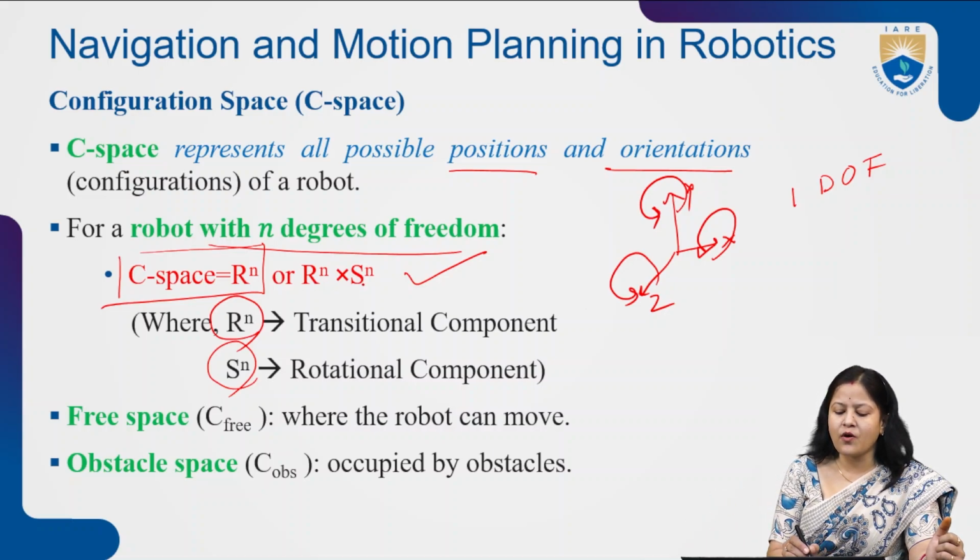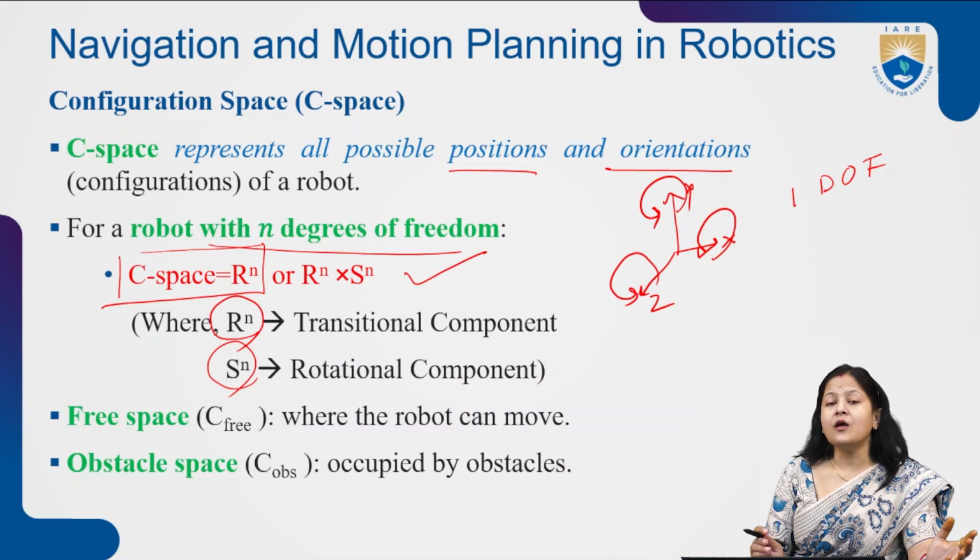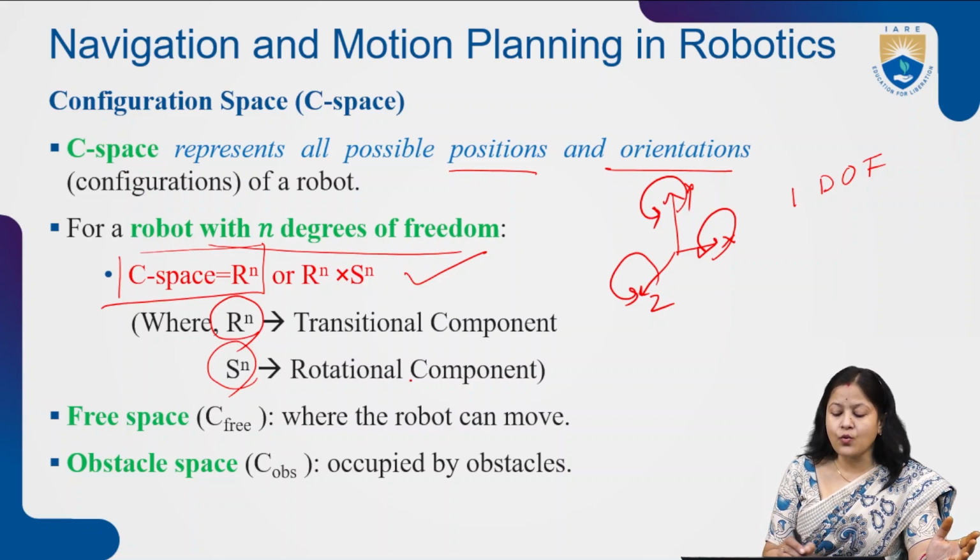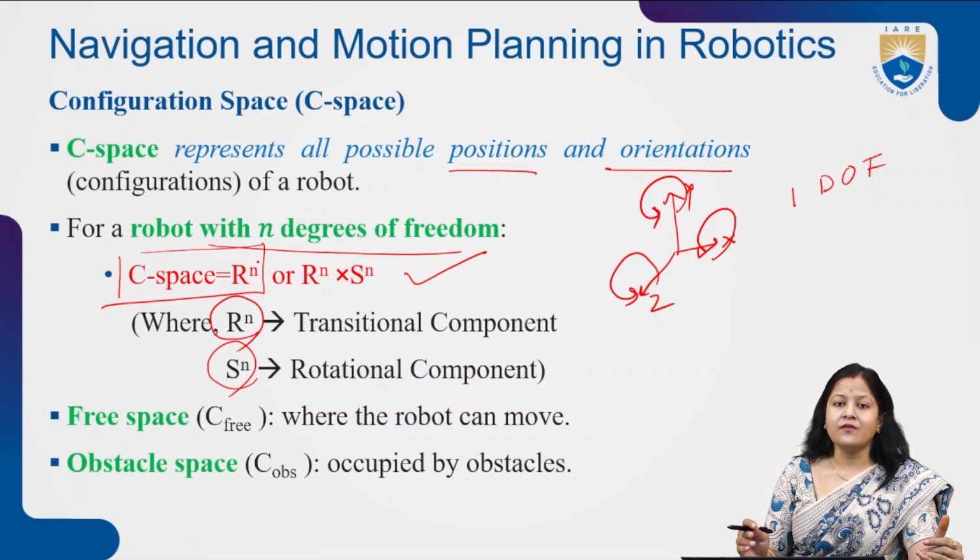So that is why this formula is considered: C space is equal to R to the power m, R to the power n. N is nothing but the number of degrees of freedom. If there is no rotational component, then this formula would be R to the power n. If both the degrees of freedom are there, both translational and rotational, then the formula would be C space is equal to R to the power n into S to the power n.